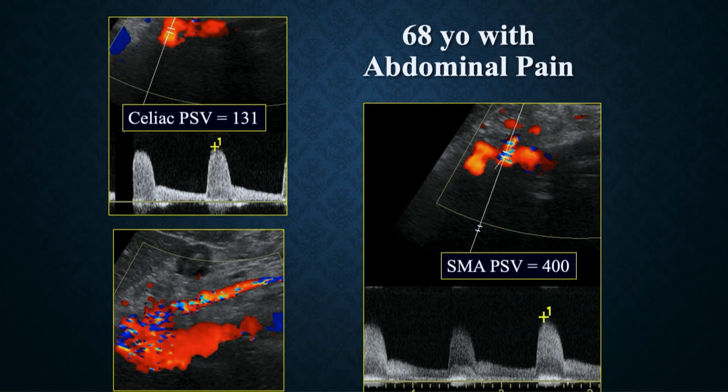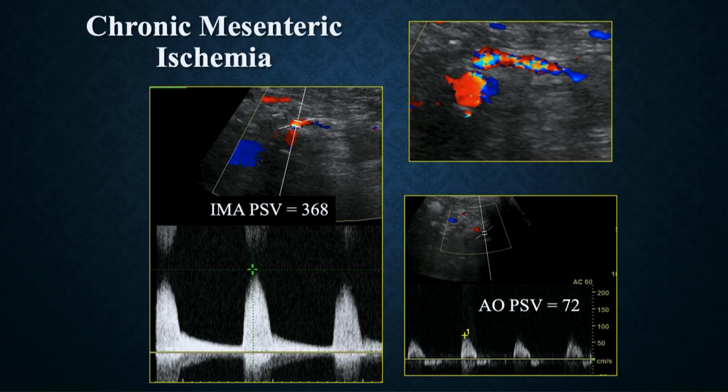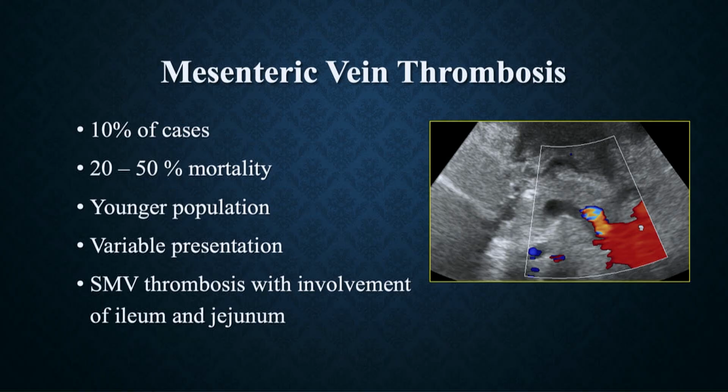Here's a couple of examples. Here's a 68-year-old presenting with abdominal pain. The celiac was patent. The velocity was not that elevated, 130, but you can see disturbed flow and a bruit artifact at the origin of the superior mesenteric artery, where the velocity is 400 centimeters per second. We also looked at the IMA. You can see disturbed flow up here on top. We can see aliasing at the origin of the IMA, where the velocity is over 360 centimeters per second. The aorta was only 72, so we have high velocities and high ratios in this patient with chronic mesenteric ischemia.